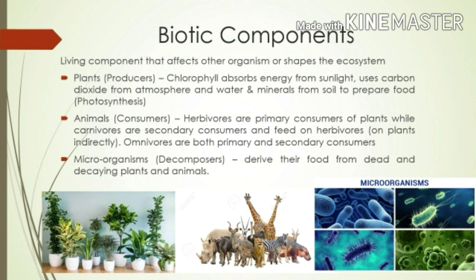Biotic components. All the living components are also called biotic components. Plants are called producers, animals are called consumers, and microorganisms are called decomposers. As you all know, plants prepare their food through a process called photosynthesis. Animals are of three types. Herbivorous animals are called primary consumers, carnivorous animals are called secondary consumers, and omnivorous animals.